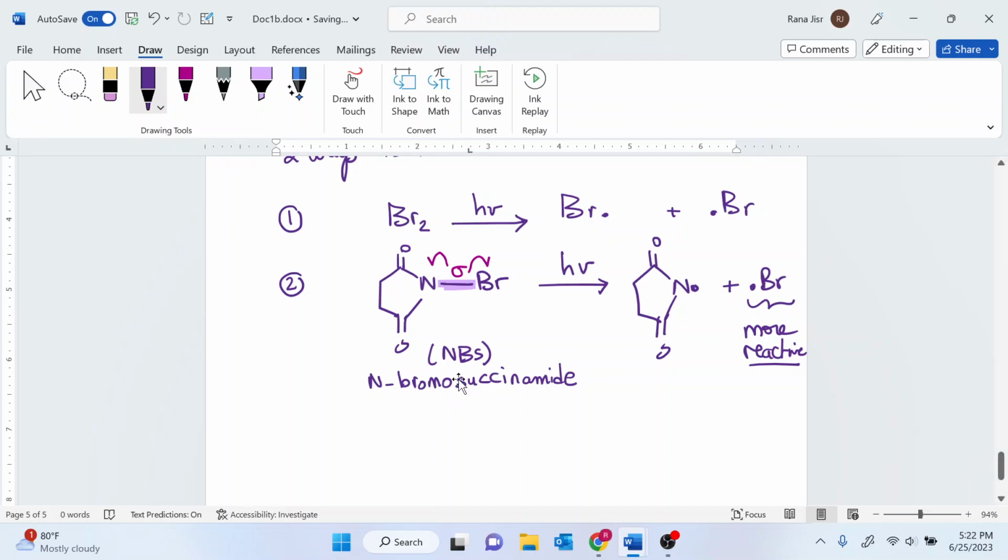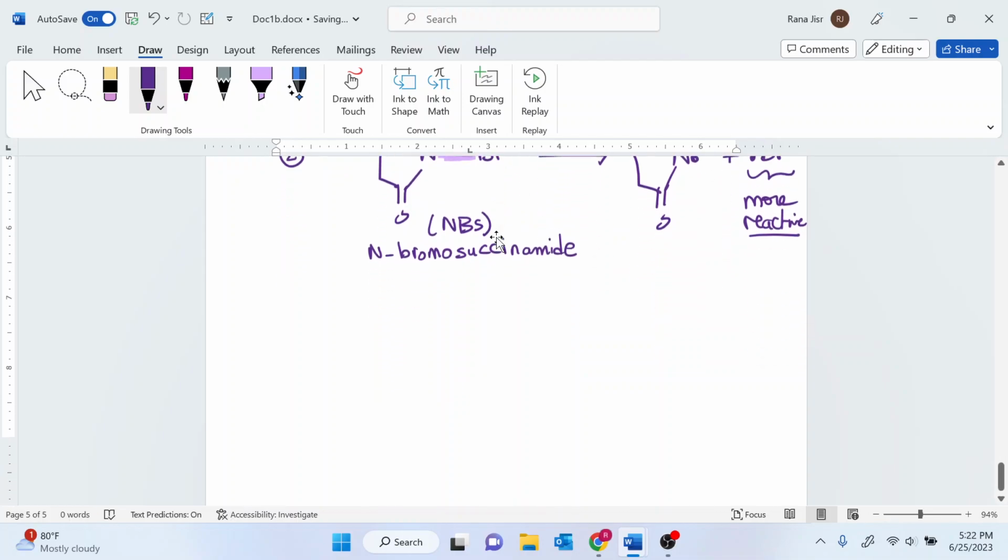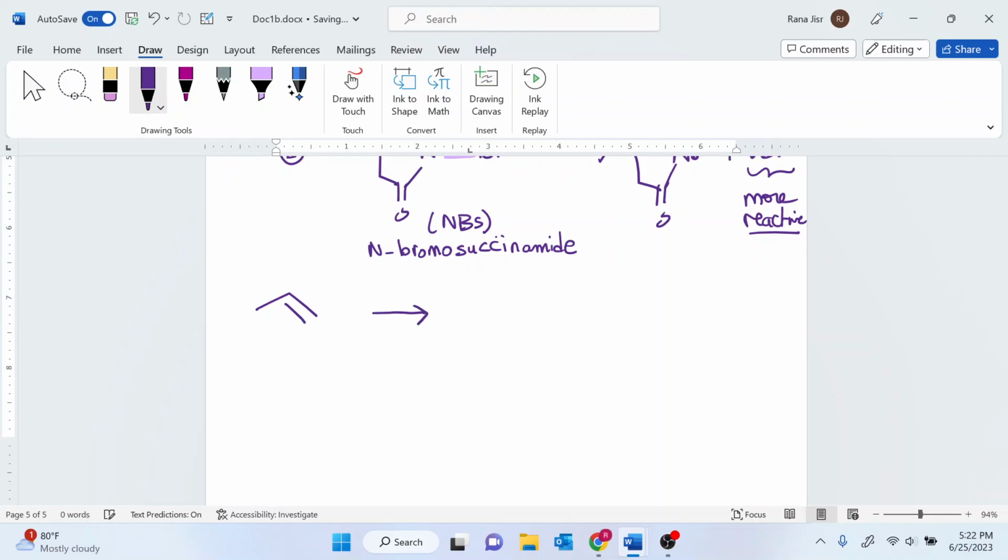Whenever you have NBS in presence of light or bromine in presence of light, and you have an allylic hydrogen, something like this, let's consider an easy example first. This is an allylic system, and here you have one type of allylic hydrogen, just one type. Then if you use NBS in presence of light, these two are going to react together and you're going to generate a bromine free radical. I'll consider the mechanism as we move on. The bromine free radical is going to replace the allylic hydrogen. It's a simple substitution reaction.